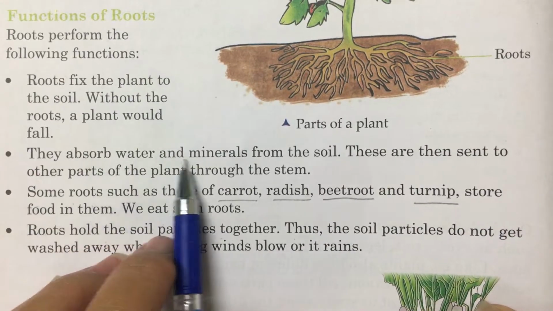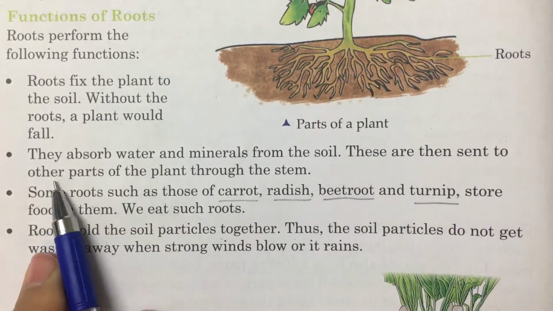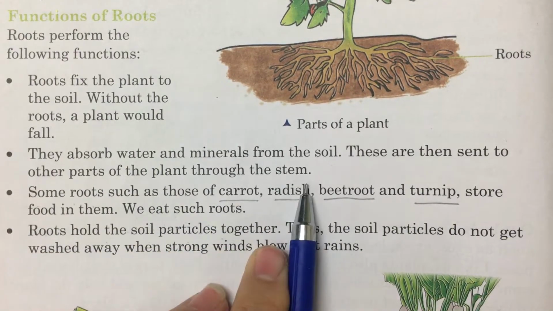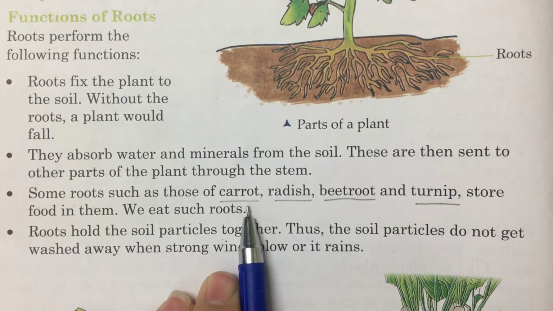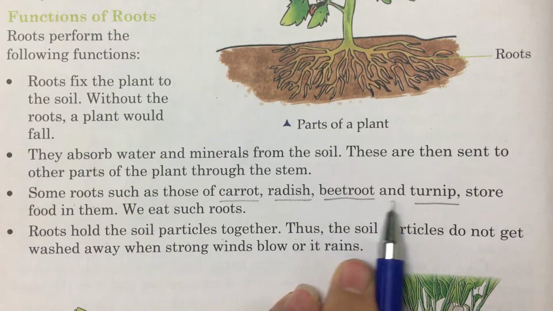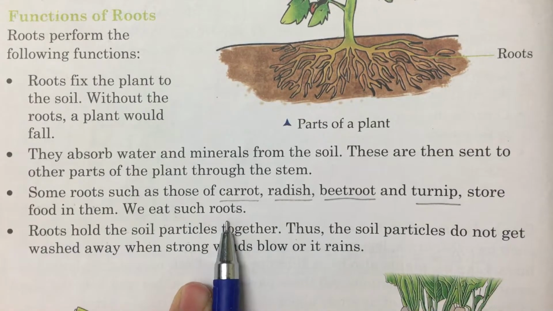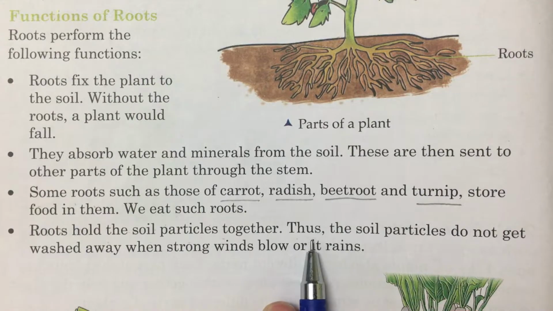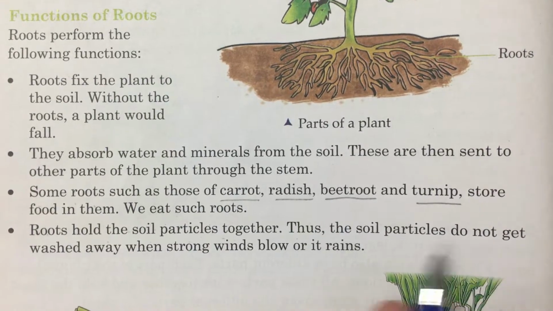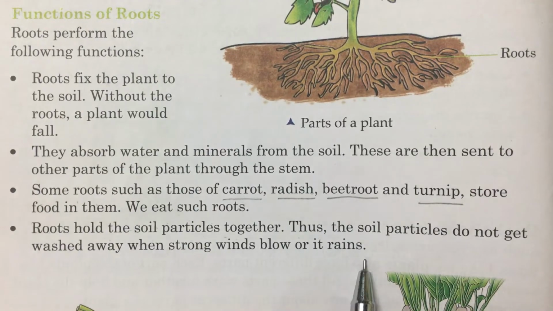They absorb water and minerals from the soil. These are then sent to other parts of the plant through the stem. Some roots, such as those of carrot, radish, beetroot, and turnip, store food in them. We eat such roots. Roots hold the soil particles together.